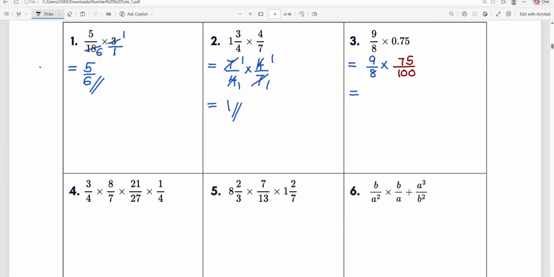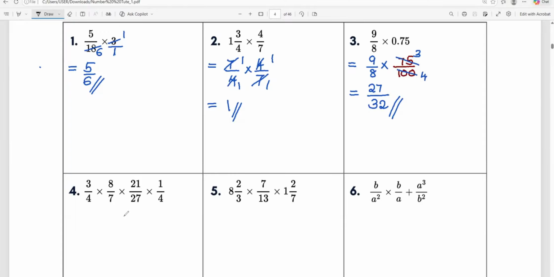75 times 9. 75 and 100 we can cancel. 5 times table or 25 times table. 25 times 3. This is 25 times 4. That's all. 9 times 3, 27. 8 times 4, 32. Proper fraction. Check your answers. If your answers are correct, put a tick.